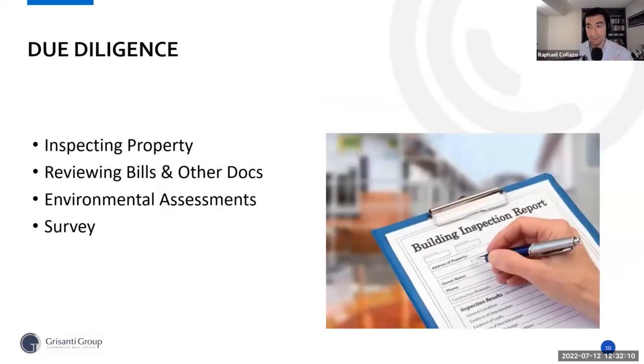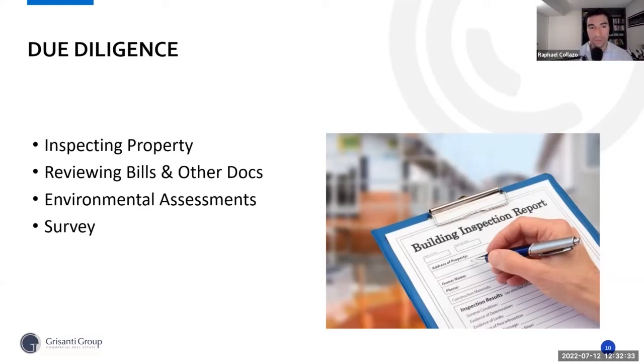So once you decide to make an offer and it's accepted and you're moving forward, you will have a contingency timeline. Oftentimes I try to set it between 30 to 60 days to satisfy all the contingencies that you specified within the contract. And this oftentimes represents due diligence.